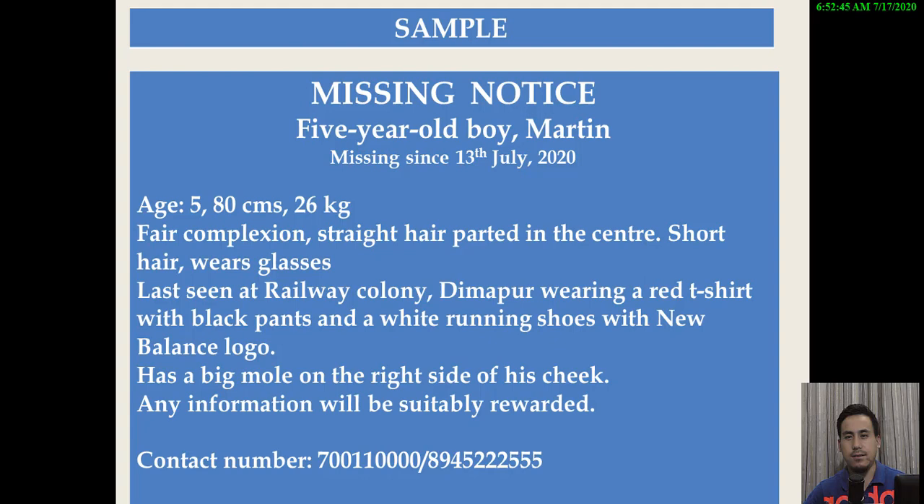So here, 5-year-old boy Martin, missing since 13th July 2020. So age 5, 80 centimeters, 26 kilograms. Fair complexion, straight hair parted in the center, short hair, wears glasses. So when was he last seen? Remember, you should also mention that very clearly.